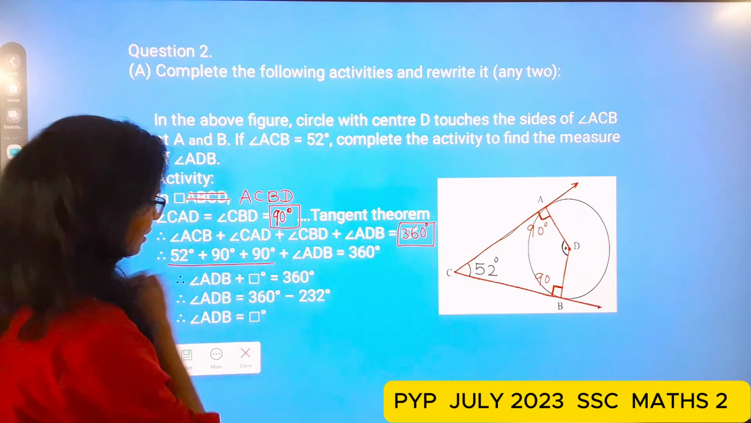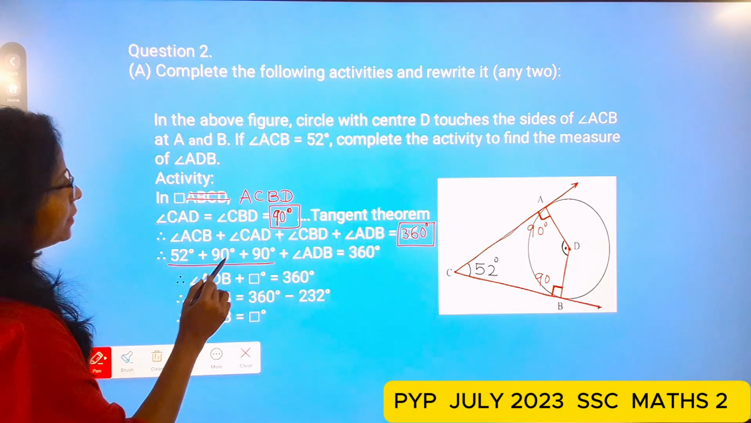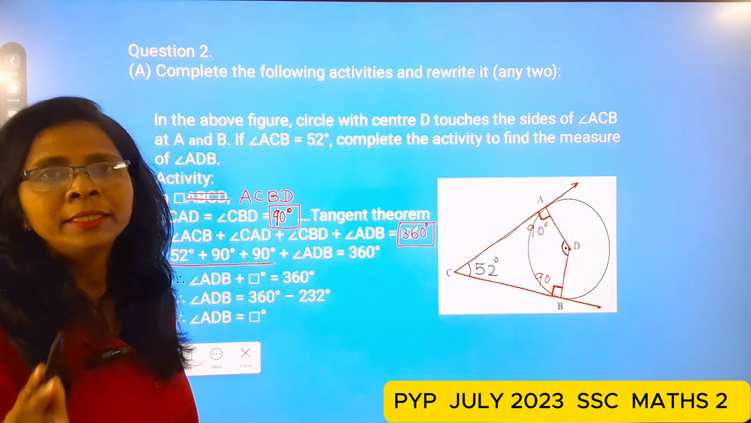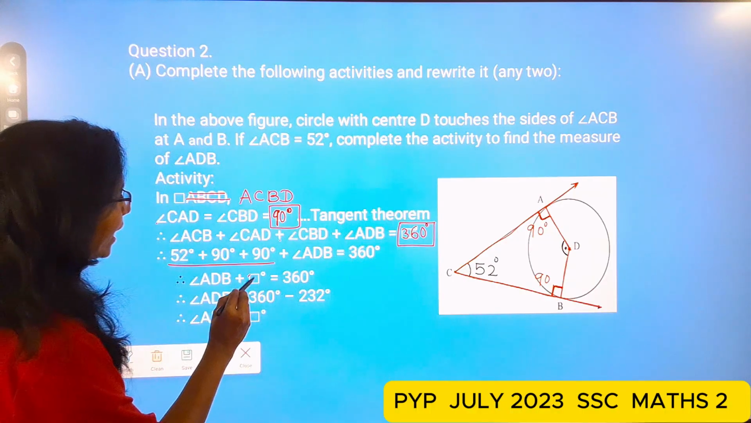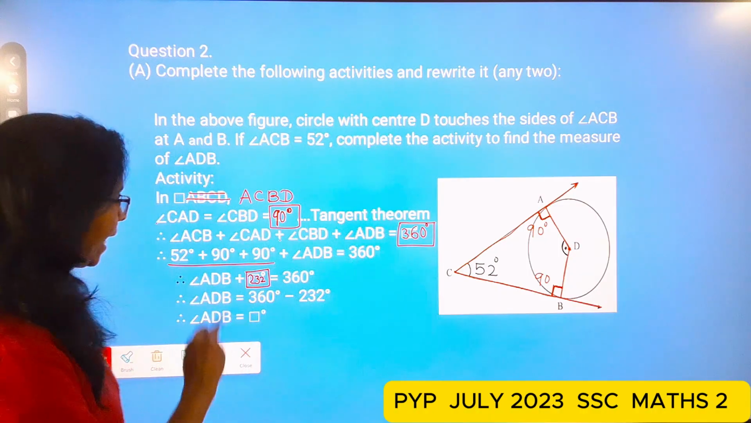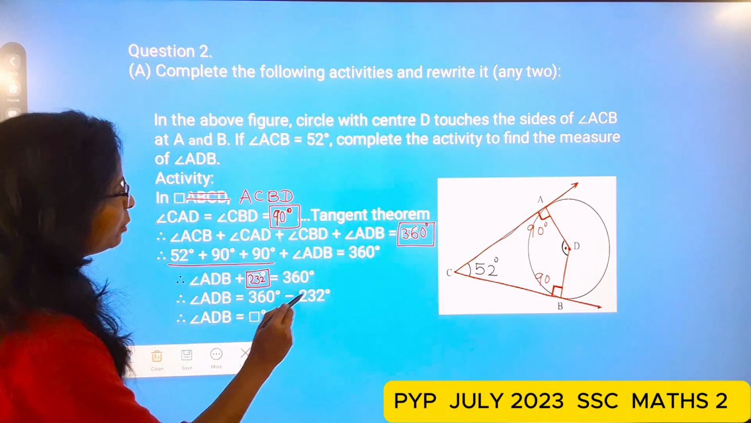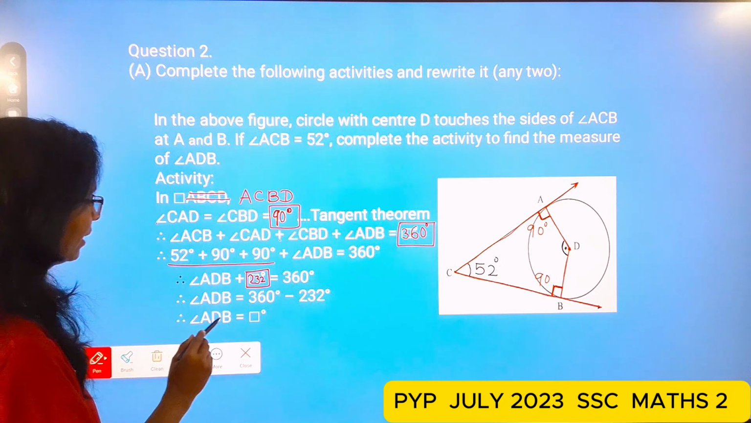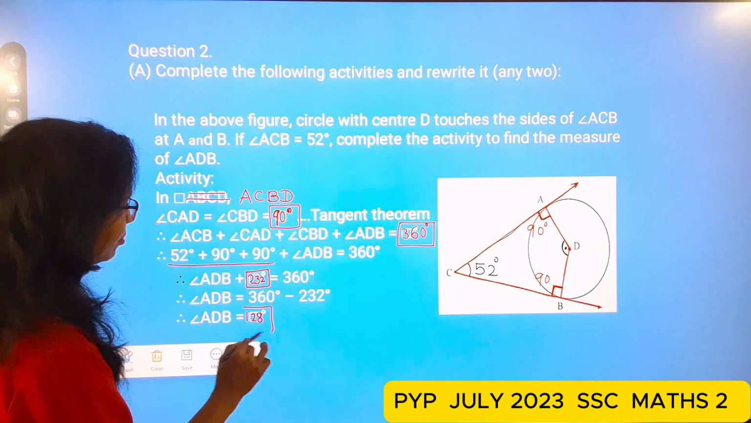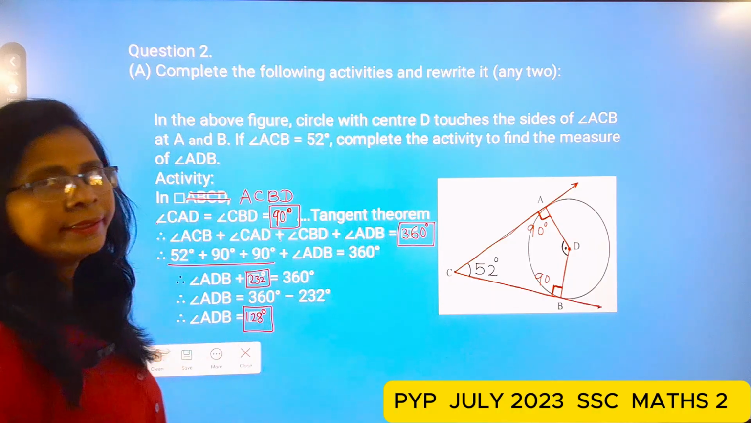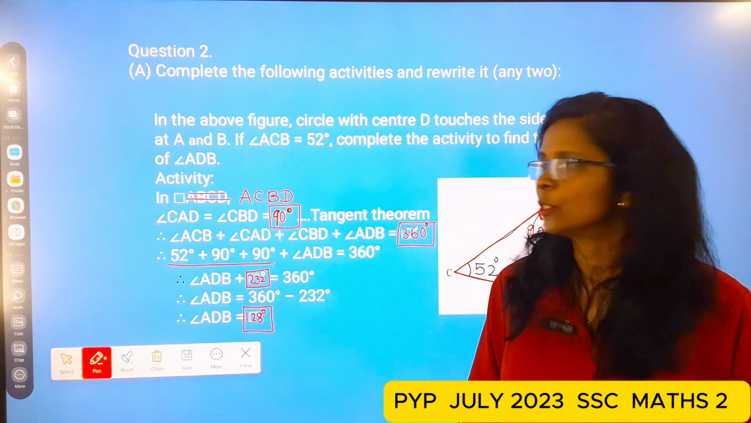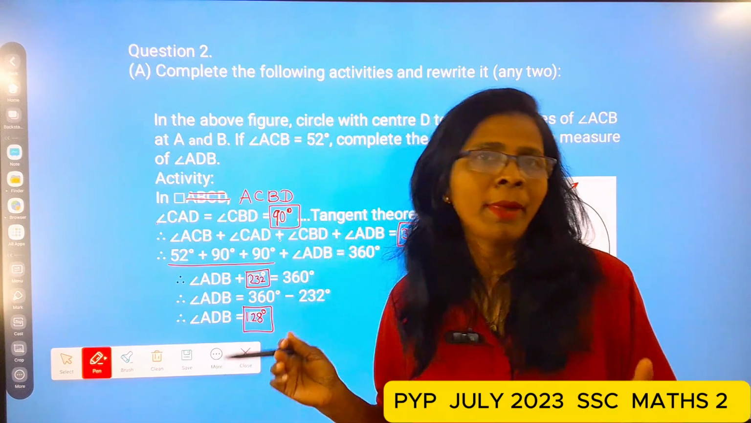Then the sum of these three: 52 plus 90 plus 90. 90 plus 90 is 180, 180 plus 52 is 232. So here we can write 232 degrees. Then next step, angle ADB is equal to 360 minus 232 degrees, and that means angle ADB is equal to 128 degrees. Okay students, so very easy question, the easiest question. So you can get full marks here.